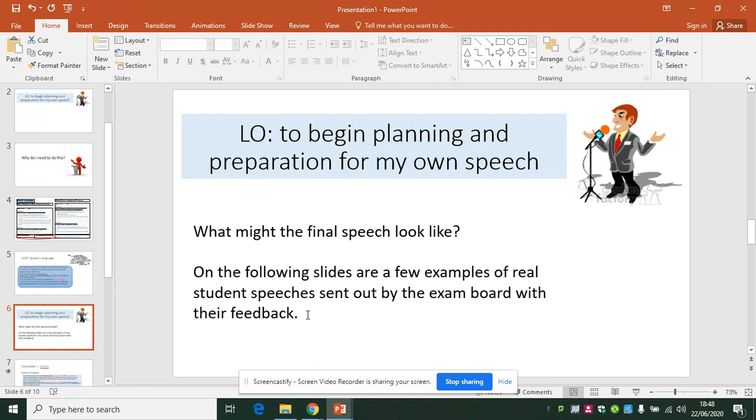Most people, the vast majority, are going to pass, or they're going to get a merit, and some get a distinction. The only way you can fail really is if you don't say anything at all. So failure is not something you need to be worried about. So we're going to look at two examples.